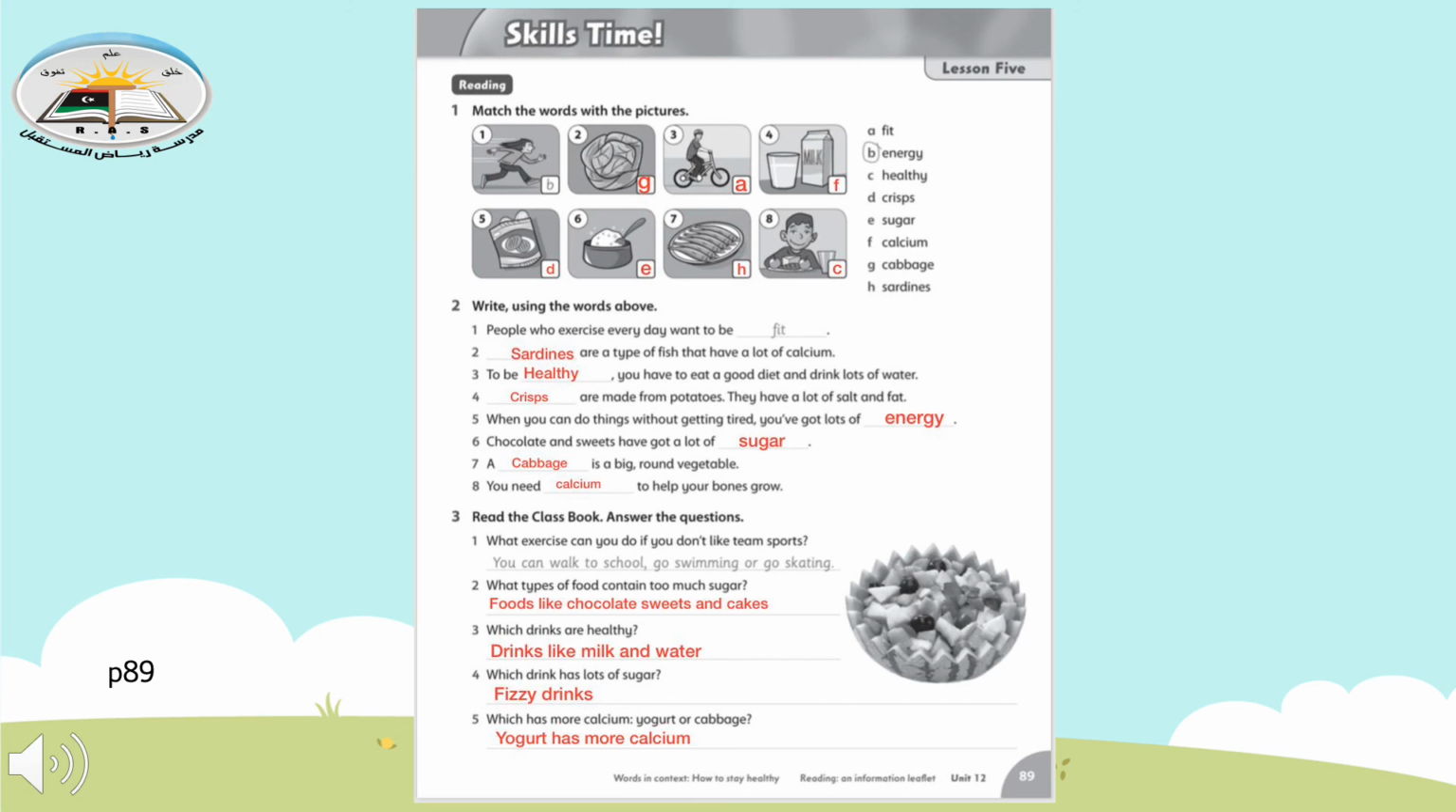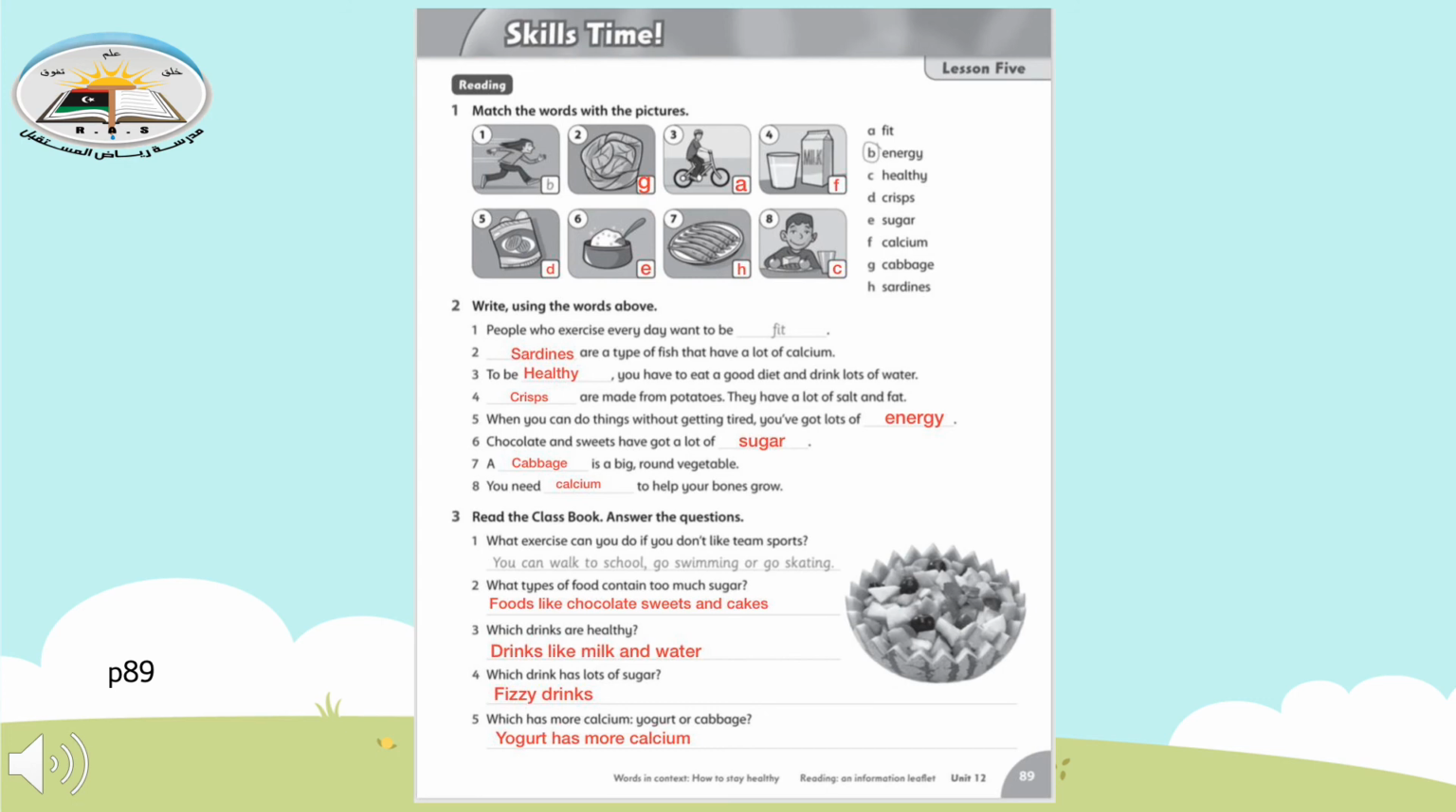Picture number 2, G. Picture number 3, A. Picture number 4, F. Picture number 5, D. Picture number 6, E. Picture number 7, H. Picture number 8, C. Now, question number 2.